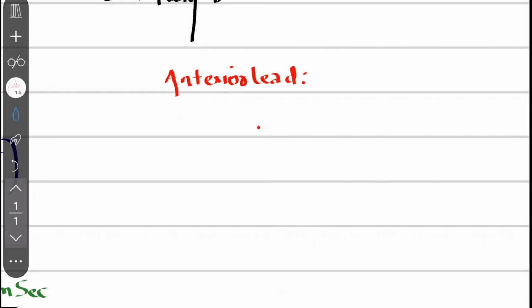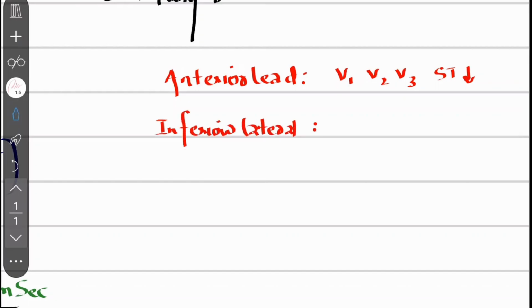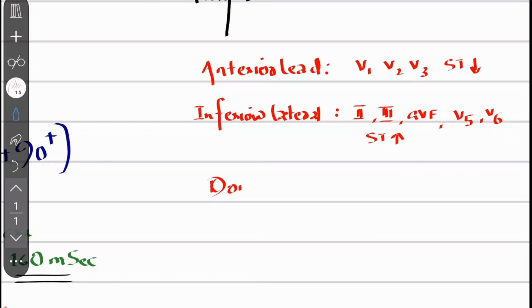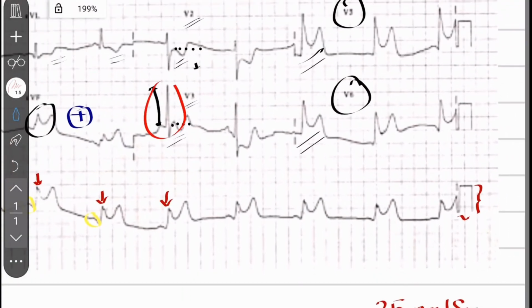The anterior leads, V1, V2, and V3, show ST segment depression, and the inferolateral leads, 2, 3, AVF, V5, and V6, show ST segment elevation. Okay, this is the final finding that we have seen. You could also see a dominant R wave in V3.